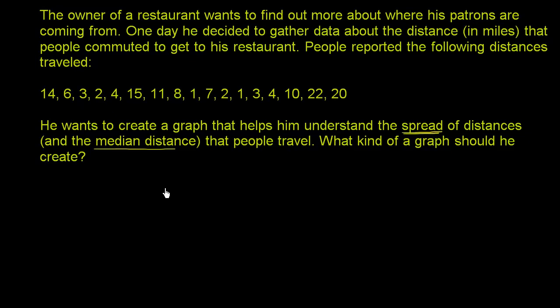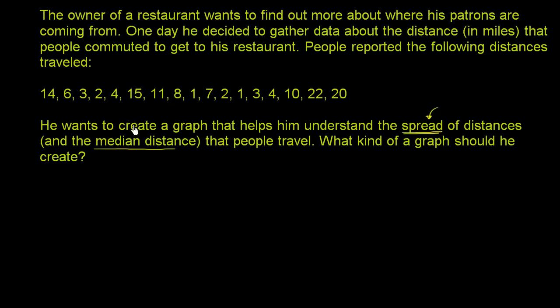But he's trying to visualize the spread of information, and at the same time he wants the median. So what graph captures both of that information? Well, a box and whisker plot. So let's actually try to draw a box and whisker plot. To do that, we need to come up with the median, and we'll also see the median of the two halves of the data as well.